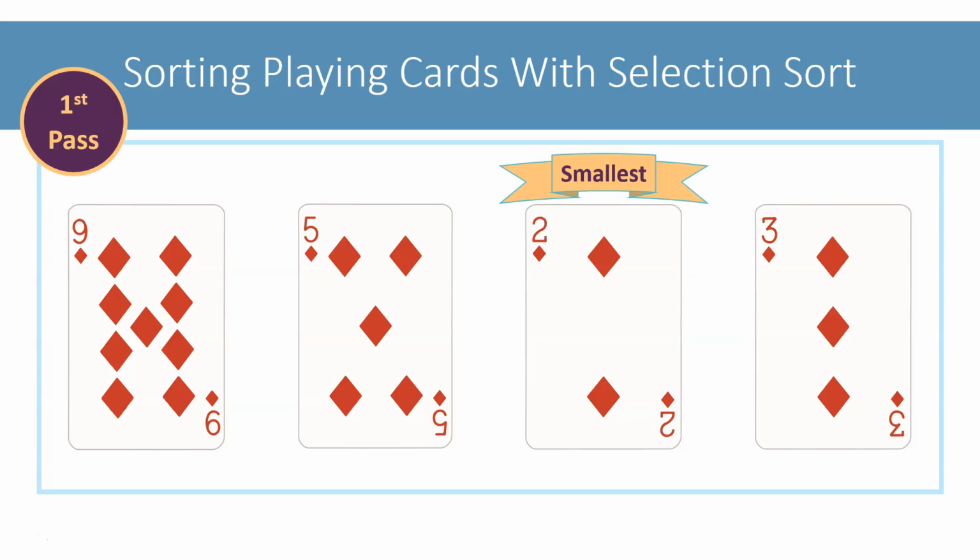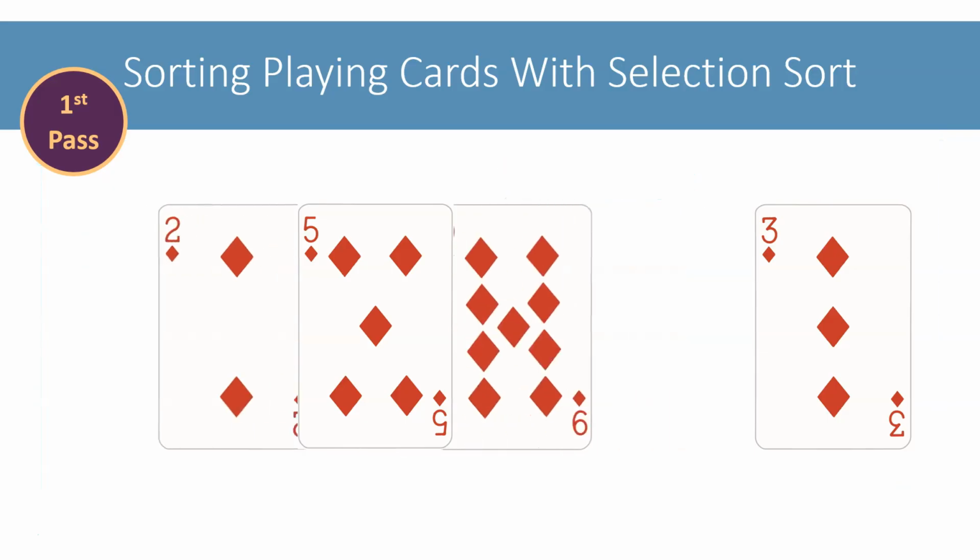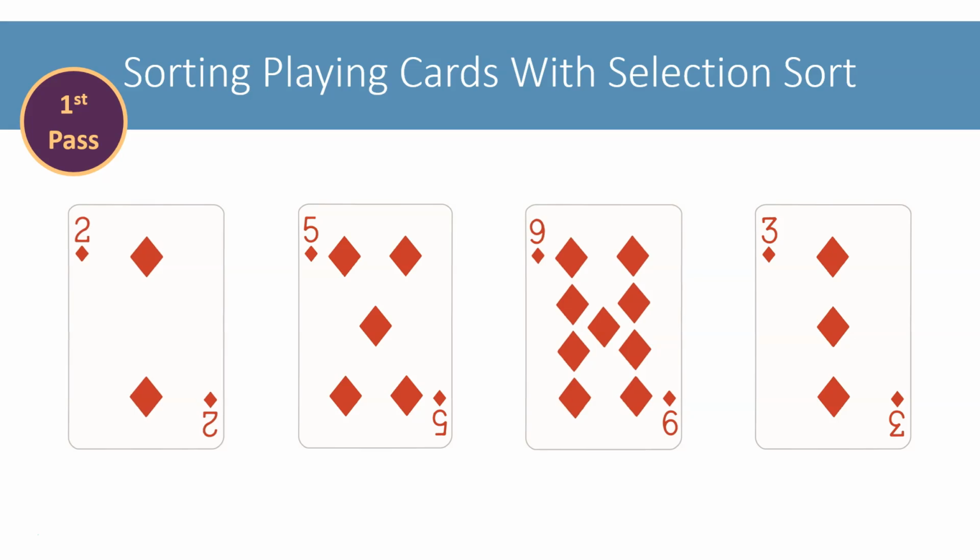2 is the smallest of these 4 cards. We will swap this 2 with the first card. Now 2 is in its correct position. So after the first pass, we have sorted one card.